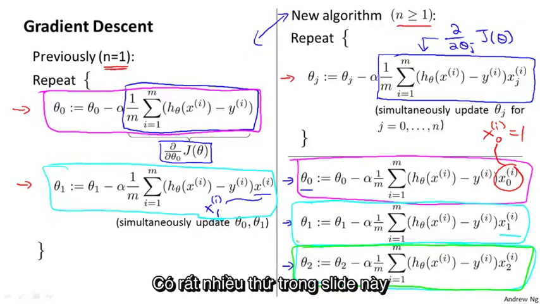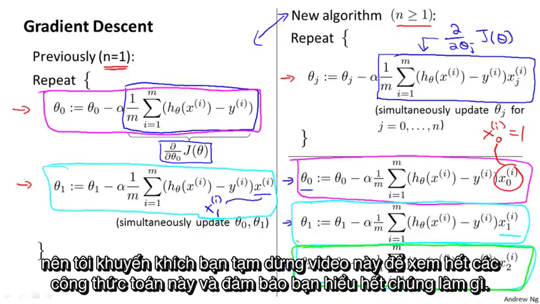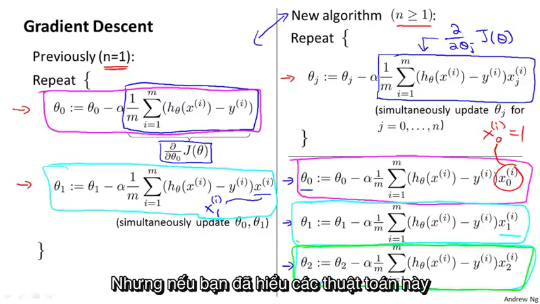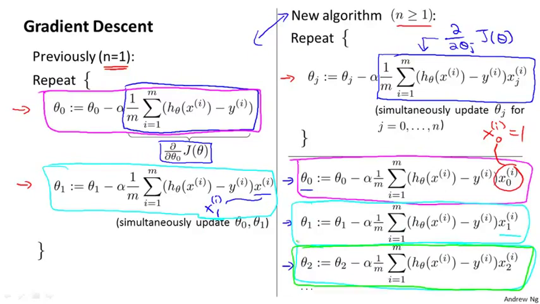There's a lot going on in the slides, so I definitely encourage you, if you need to, to pause the video and look at all the math on the slide slowly to make sure you understand everything that's going on here. But if you implement the algorithm written up here, then you will have a working implementation of linear regression with multiple features.